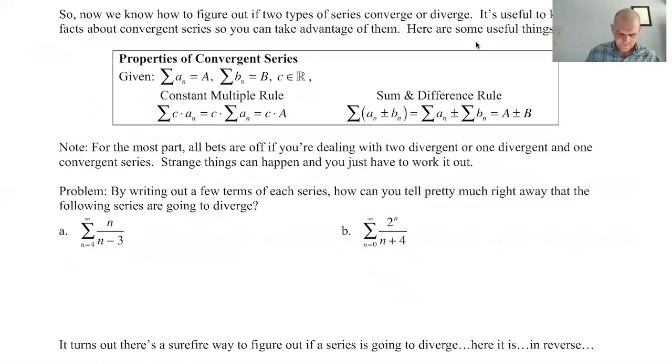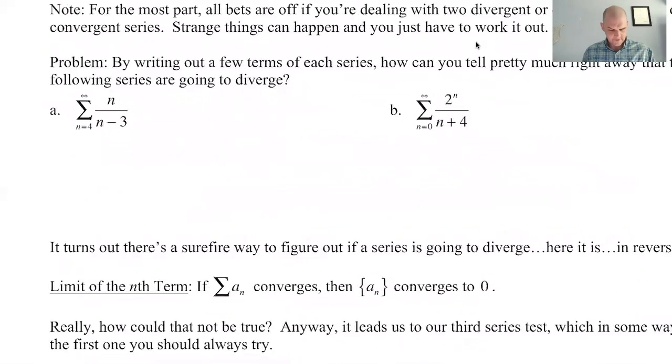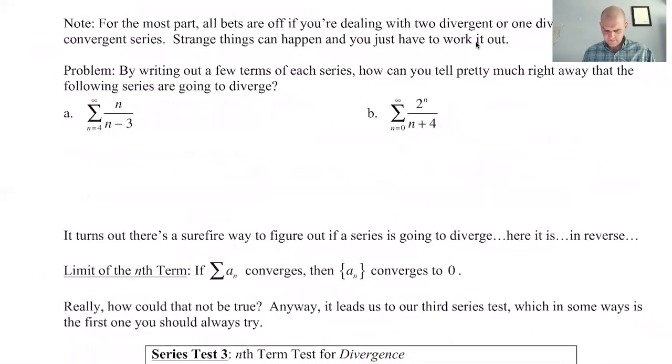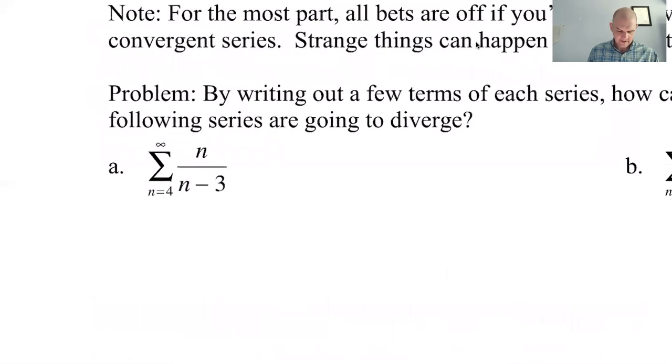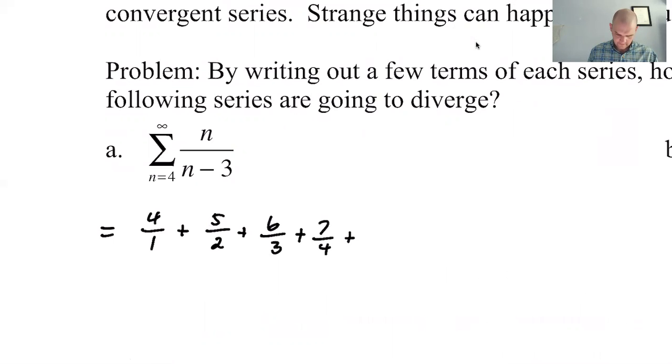So let's take a look at this next thing. By writing out a few terms of each series, how can you tell pretty much right away that the following series are going to diverge? I don't even think you need to write them out. I mean, I will, but I don't think you need to, because if I plug in 4, I get 4 over 1, 5 over 2, 6 over 3, 7 over 4.